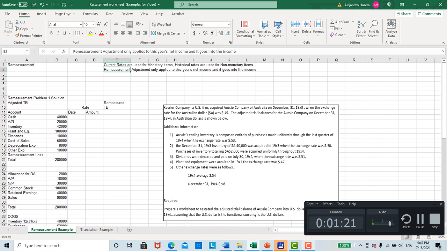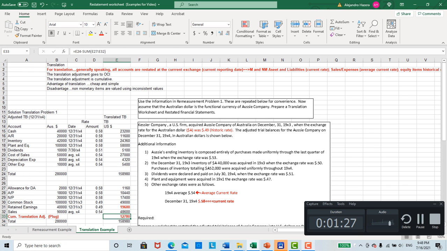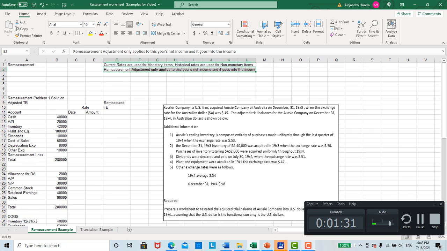Okay, and the other thing is, just like we did in the translation example, we'll have the worksheet. We had a plug there, a translation adjustment of 12,780. Here we're going to have a remeasurement loss, and that loss is going to be smaller because it's not cumulative, it only applies to this year's income. So it's going to be part of this year's income. Okay, so let's go ahead and get this started.